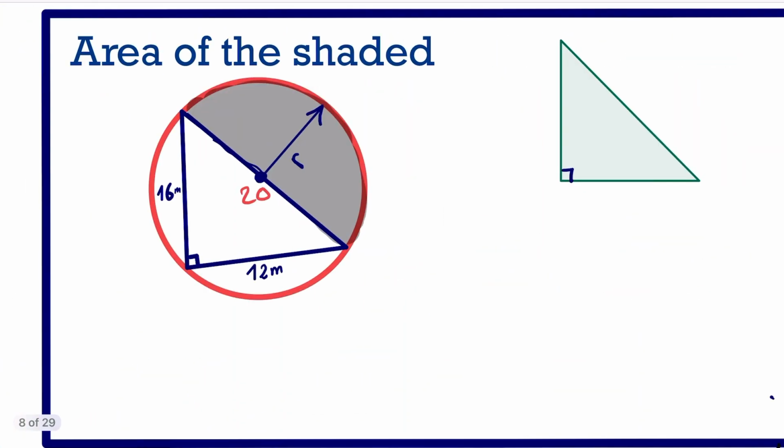The first thing to do is to write the area of a semicircle. The formula for the area of a circle is pi r square, and a semicircle is half of a circle, so we need to divide it by 2.